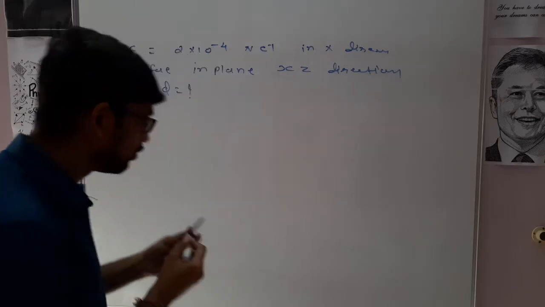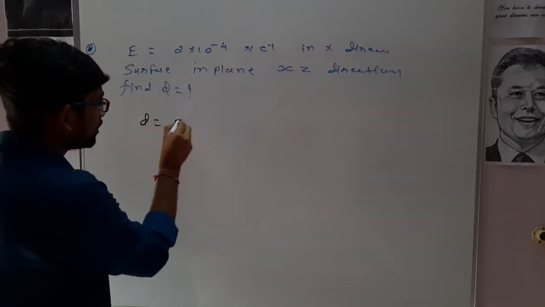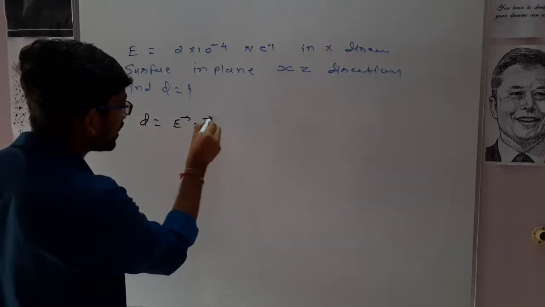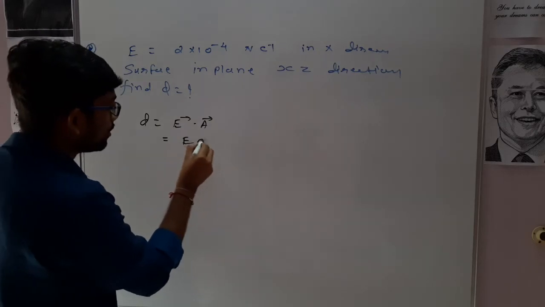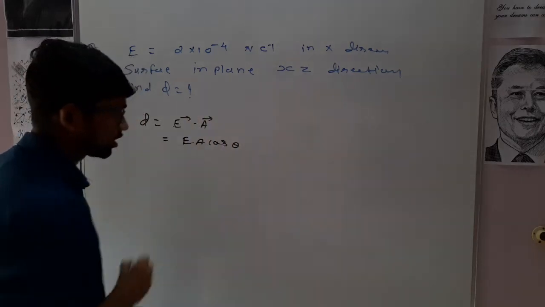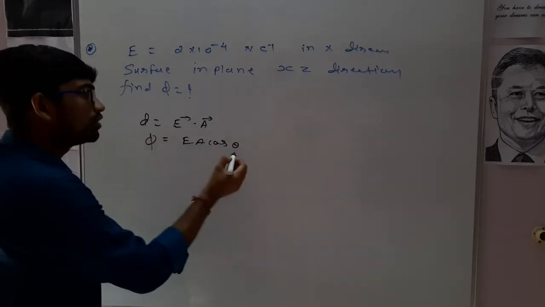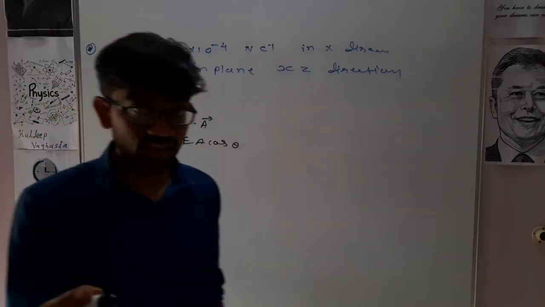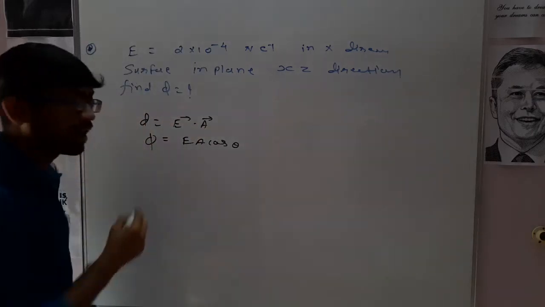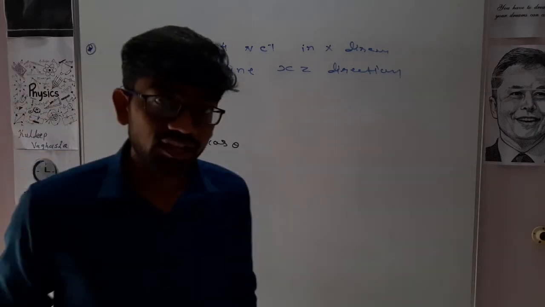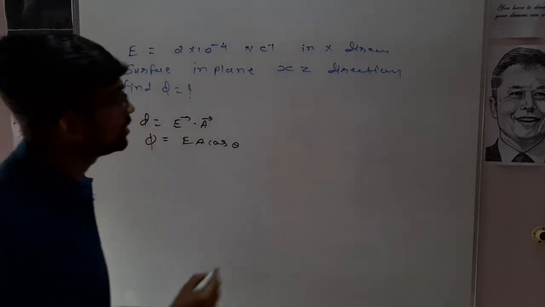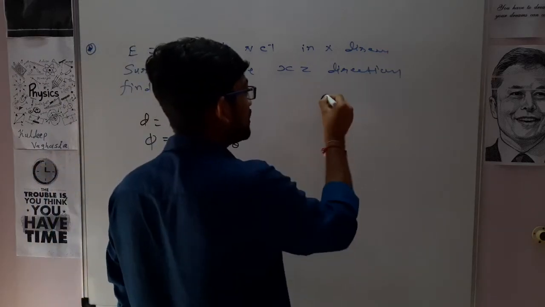See, flux is what? Flux is nothing but the dot product of electric field and area vector, so you can write E A cos theta. All depending on this theta: if theta is 0 then flux is maximum, if theta is 90 degrees then flux is 0. So the electric field is in x direction.